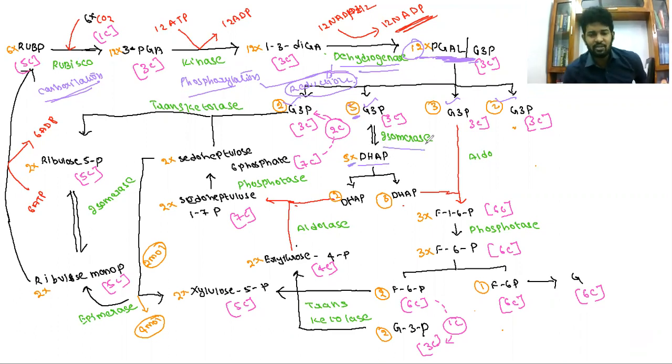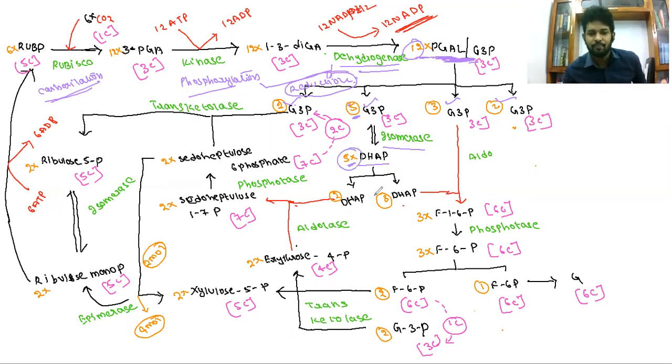What is meant by isomerization? Isomerization is a process in which glyceraldehyde 3-phosphate is converting into DHAP, and again DHAP has the ability to convert back into glyceraldehyde 3-phosphate. It can be vice versa. That process we call isomerization, and the enzyme which catalyzes this process is isomerase enzyme.